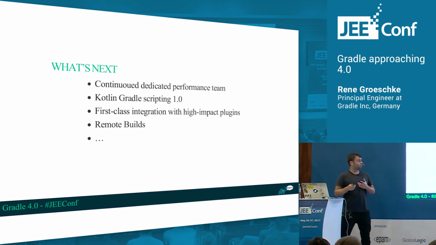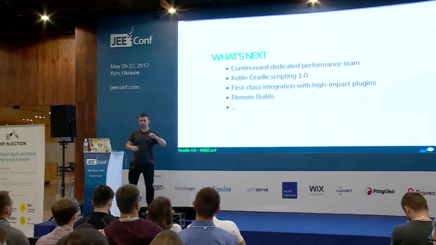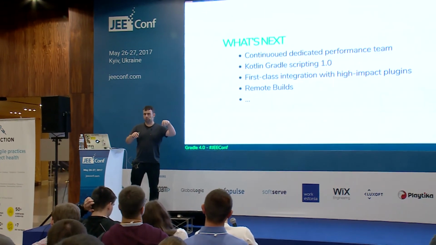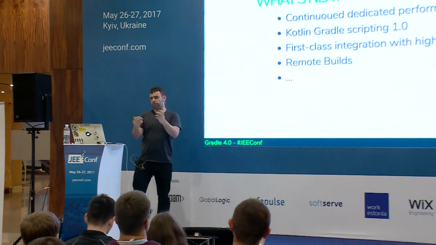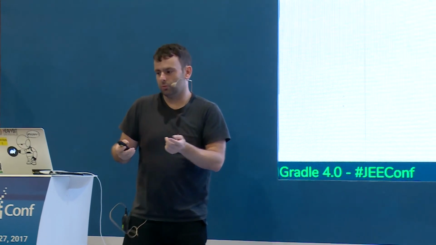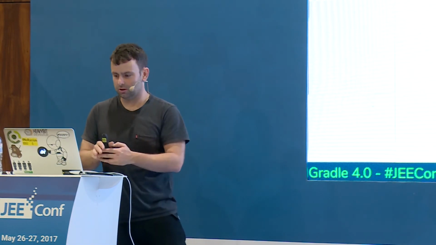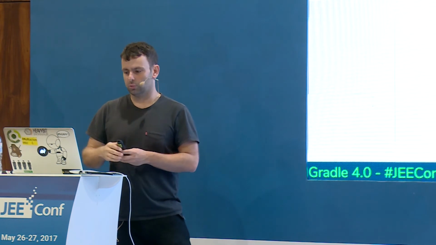We want to get that Gradle Kotlin support on par with what's there with Groovy. And we also want to have better integration with first-class plugins, like you saw with those Nebula plugins. And one thing we really would like to have is remote builds. So if you need to build something that requires a special environment, like Windows, you build a native API, you should be able to invoke it from your Mac or Unix laptop and just run the particular parts on that Windows box. That's something we're looking into.